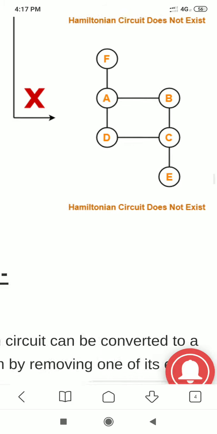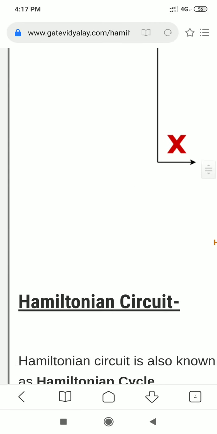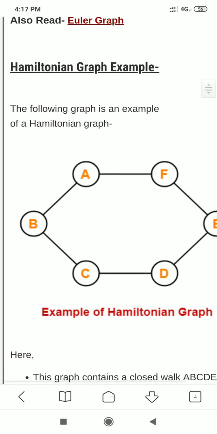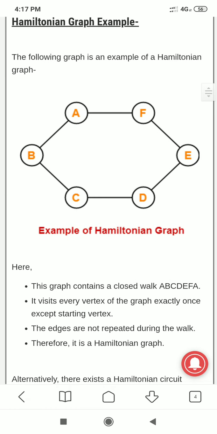Now, what is a Hamiltonian graph? Let me define that finally. A Hamiltonian graph is a graph that contains a Hamiltonian cycle, not circuit. According to the definition, this graph here is a Hamiltonian graph because it contains a Hamiltonian cycle, because you will find a cycle here which contains each and every vertex once.